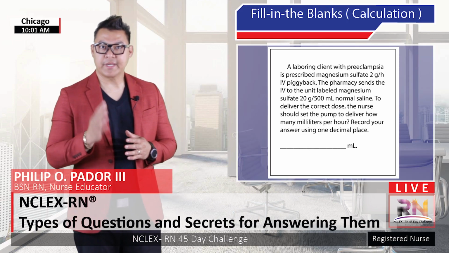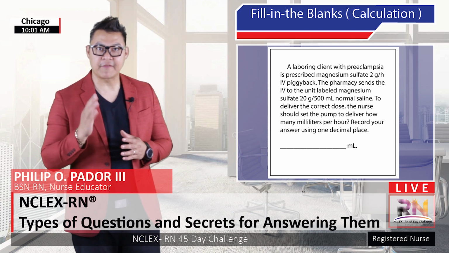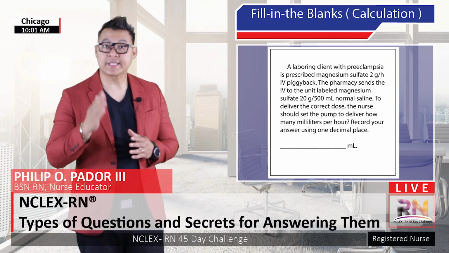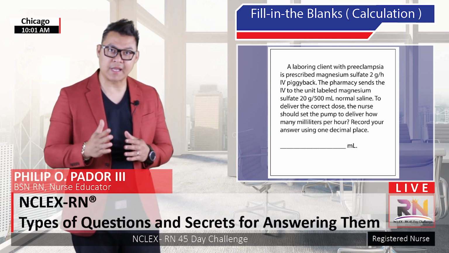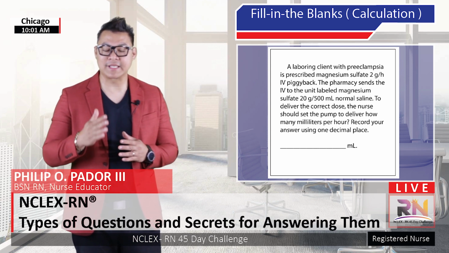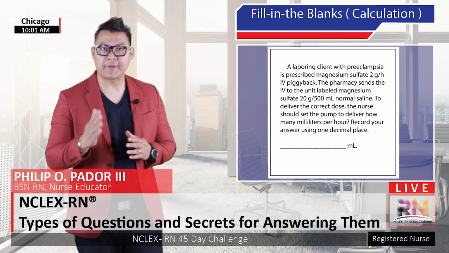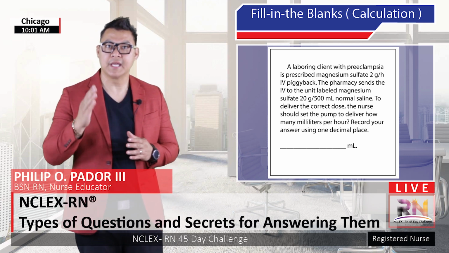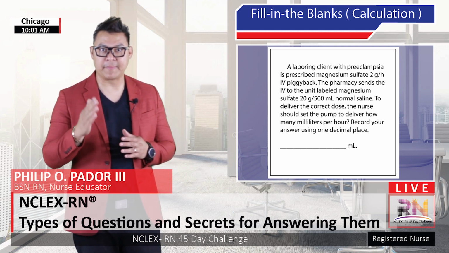Let's see a sample fill in the blank item. A laboring client with preeclampsia is prescribed magnesium sulfate 2 grams per hour IV piggyback. The pharmacy sends the IV to the unit labeled magnesium sulfate 20 grams per 500 mL normal saline. To deliver the correct dose, the nurse should set the pump to deliver how many milliliters per hour. Record your answer using 1 decimal place.